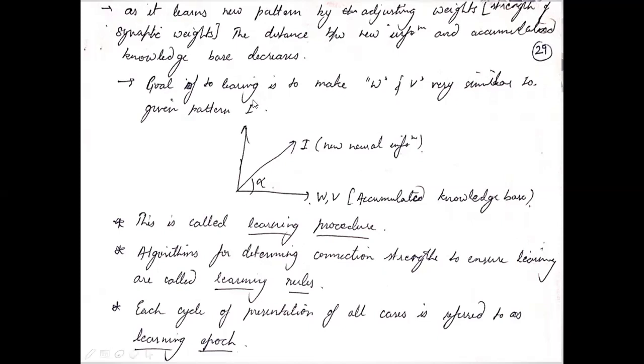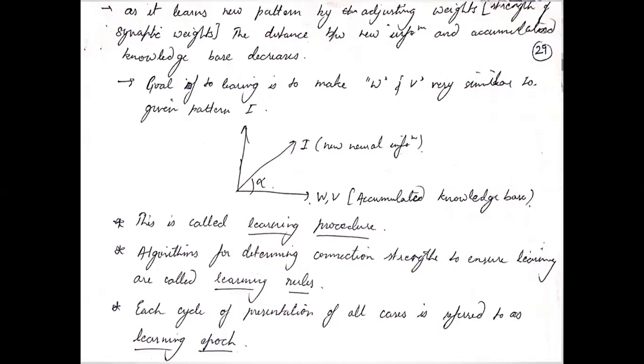So the goal of neural network learning is to make W and V, that is accumulative knowledge base, very similar to the given pattern I. So I can define it with this graph, that is, this is the accumulated knowledge base defined by or denoted by W and V vector, and this is the I, that is neural information. This is new neural information. And this is the what? This is the learning rate parameter. This is the parameter which we have to decide how much it has to be presented to learn it. That is the learning rate parameter.